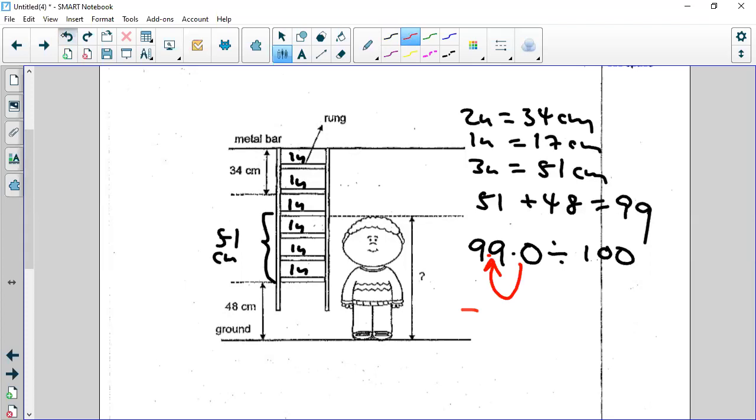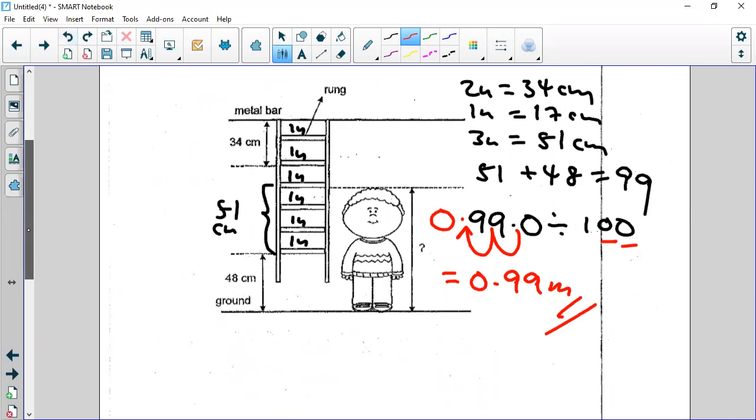Shift left 2 times because you have to divide by 100, right? So 1 and 2. You have to shift 2 times to the left because there are 2 zeros. So arrowhead, decimal point, and 0 in front. So how many meters? 0.99 meters and not 99 meters. I'm sure some of you put 99 meters. Okay, so read carefully so that you don't put the wrong answers.